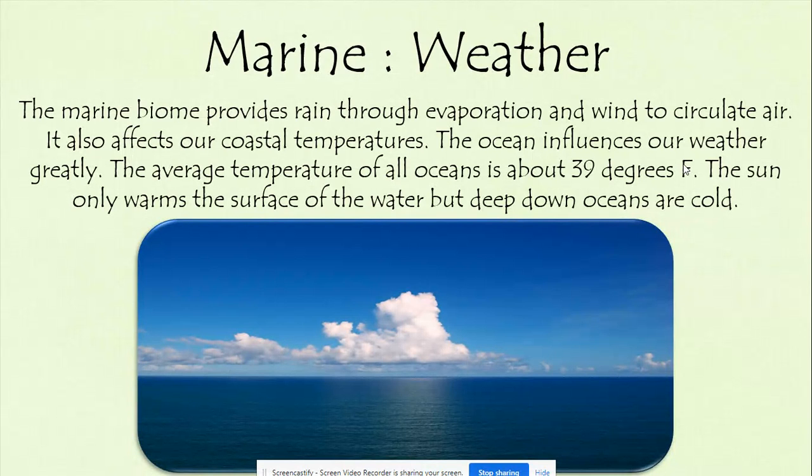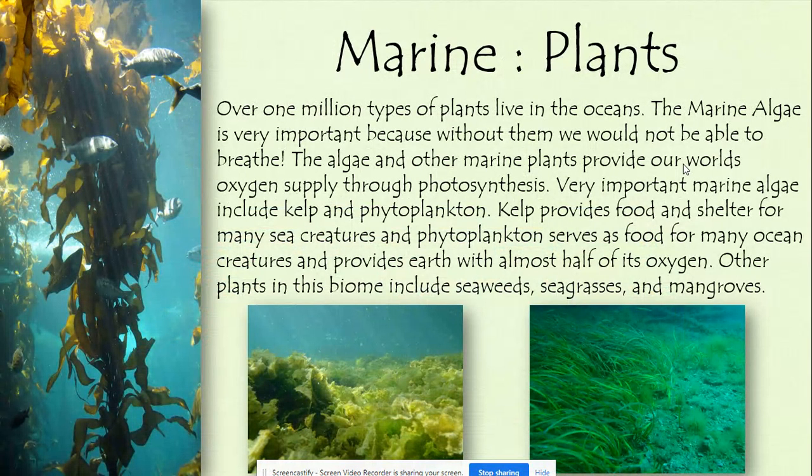The average temperature of all oceans is about 39 degrees Fahrenheit. The sun only warms the surface of the water, but deep down, the oceans are cold. Over 1 million types of plants live in the oceans. The marine algae is very important because without them, we would not be able to breathe.